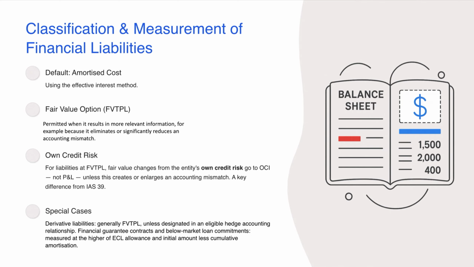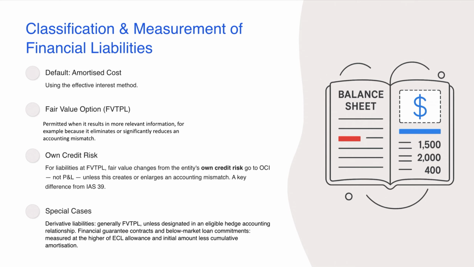Now let's move from financial assets to financial liabilities. The starting point is much simpler. Most financial liabilities are subsequently measured at amortized cost using the effective interest method. There is, however, a fair value option. A liability may be measured at FVTPL when the relevant IFRS 9 conditions are satisfied, including situations where this provides more relevant information by eliminating or significantly reducing an accounting mismatch.